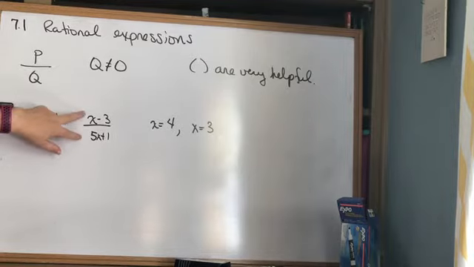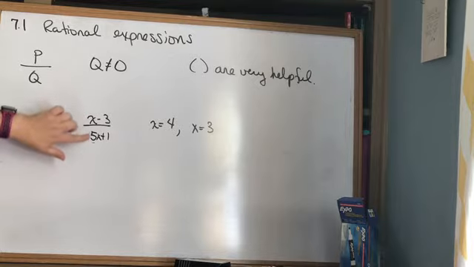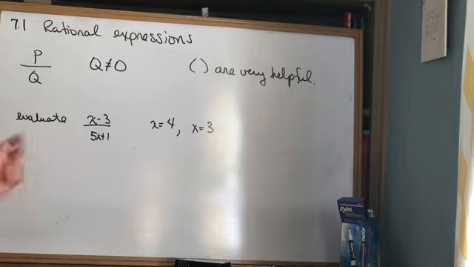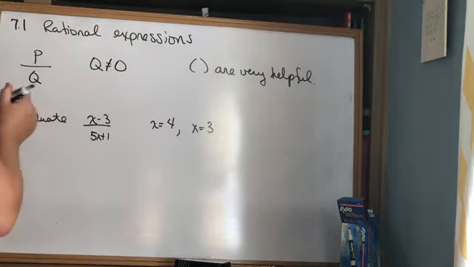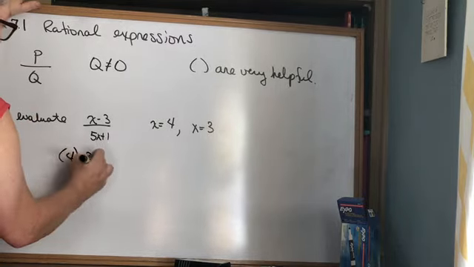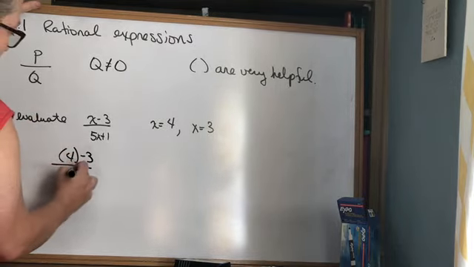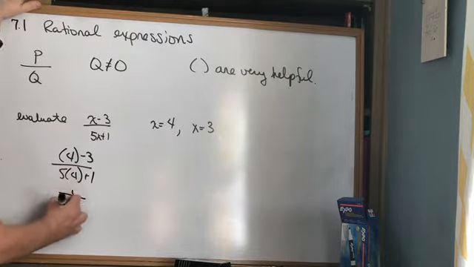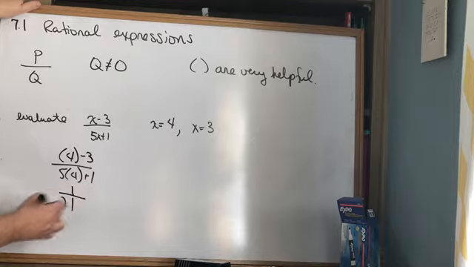And this is what I mean by a rational expression. We have a polynomial over a polynomial. So I want to evaluate this when x equals 4 and x equals 3. So we're going to have two things here to do. We first have our parentheses of 4 minus 3 over 5 times 4 plus 1, which would be 1 over 21. Okay, that's the first one.